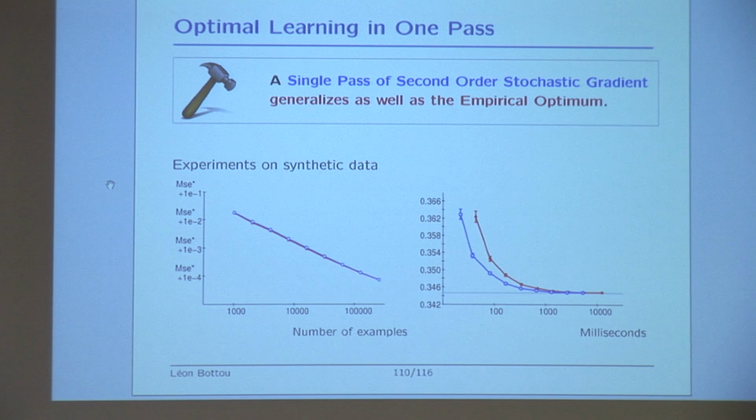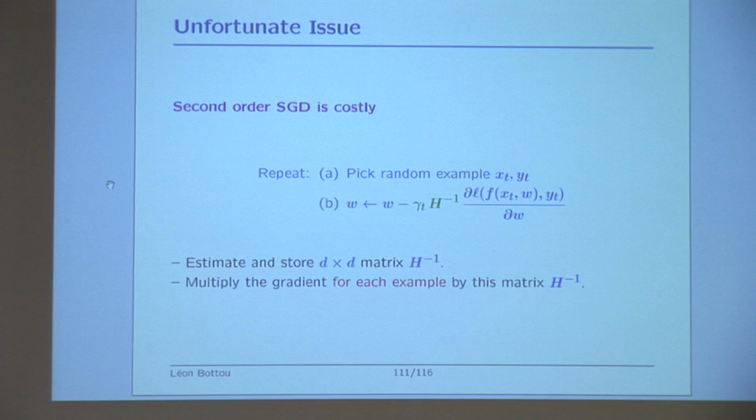So can we use that? Because this is a theoretical result. It tells you that if you do second order stochastic gradient, and you do it right, you implement it right, and you have the gradients right, you just need to do one pass if your examples are properly shuffled. But there are some issues that are nasty.